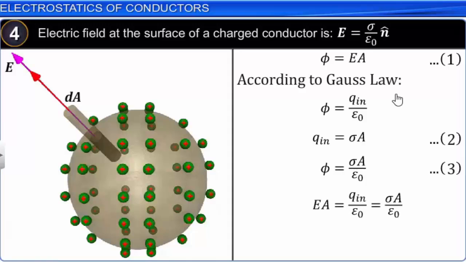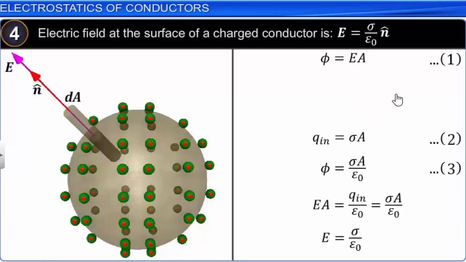If n cap is the unit vector in the outward direction normal to the surface, then we can write electric field strength in the vector notation as E is equal to sigma by epsilon naught into n cap.